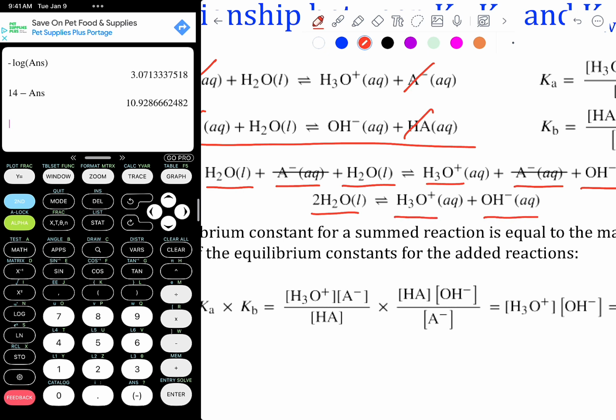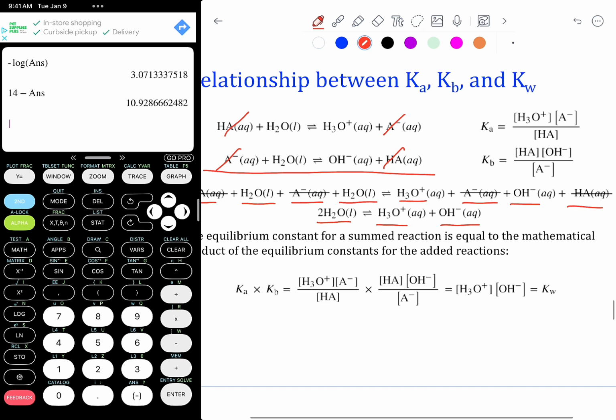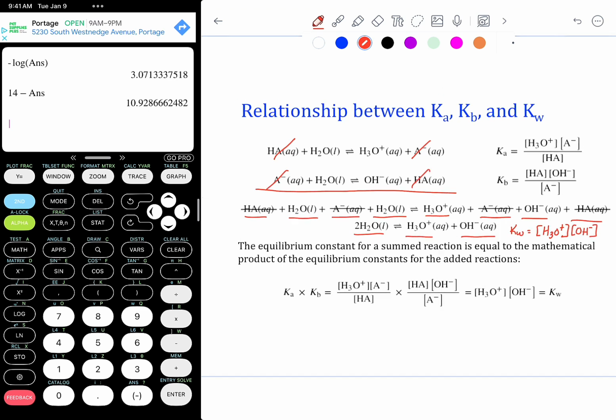So the sum of those two reactions from one acid-base conjugate pair is just the reaction of water, the auto-ionization of water. We know what that expression is. We can say that Kw is equal to H3O plus times OH minus. That's just the auto-ionization of water.